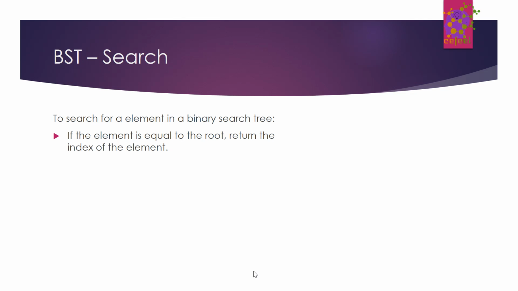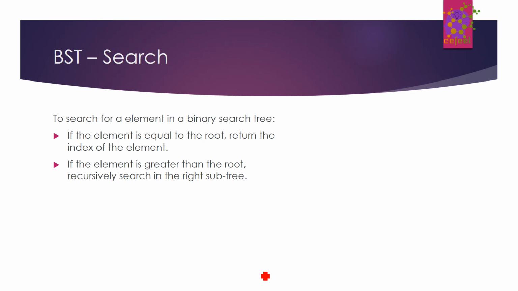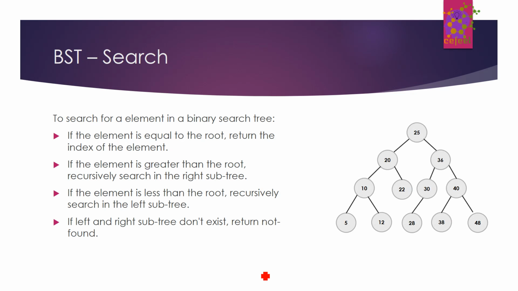Next, if the element is greater than the root, which means the element that we are searching is greater than the root, then we have to recursively search in the right subtree. So the whole left subtree can be ignored, which means about half of the data we can simply ignore because of the property of binary search tree. Similarly, if the element is less than the root, then we can ignore the right half of the subtree and search in the left subtree. And then we recursively do the same process over the left subtree and right subtree till we find the element. If the left and right subtree doesn't exist, then we just return the element is not found.